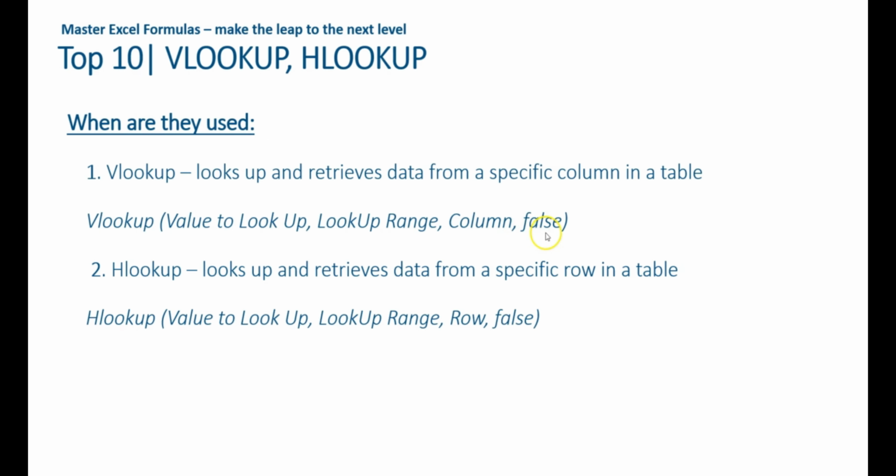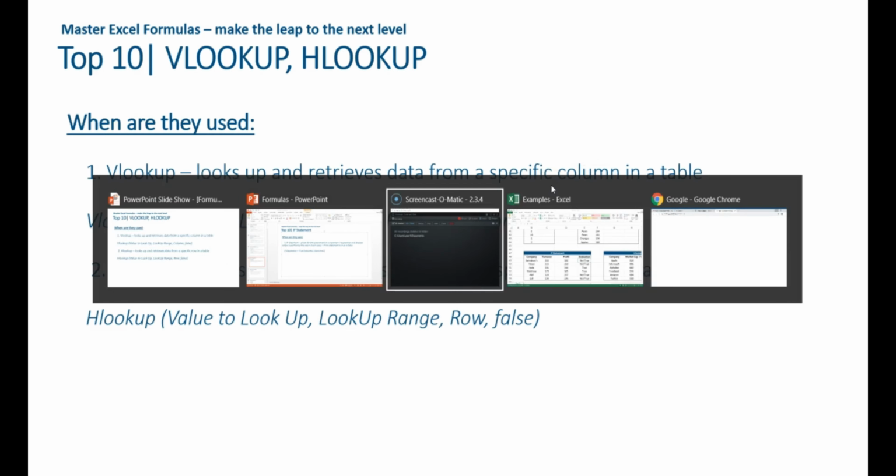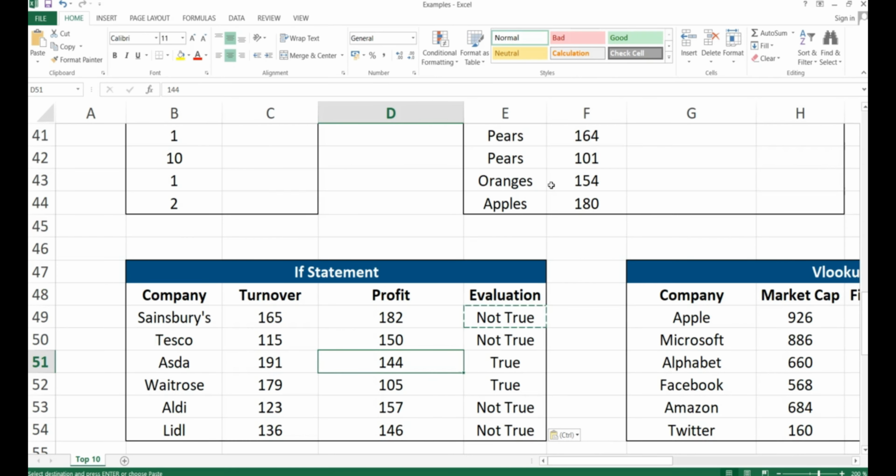False ensures that an accurate outcome is provided, whereas if this is true, the outcome can be approximate as well. HLOOKUP is pretty similar, but this formula retrieves data based on rows rather than columns. Okay, so if I show you the examples now, it will probably make it more clear.